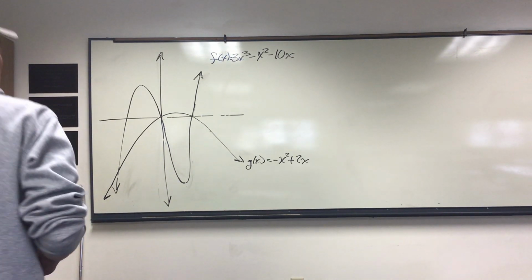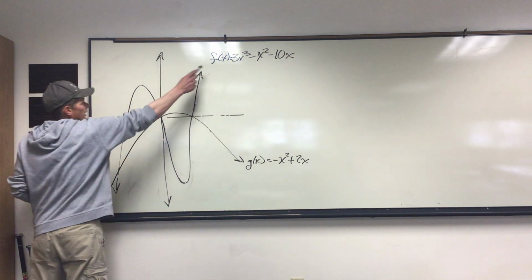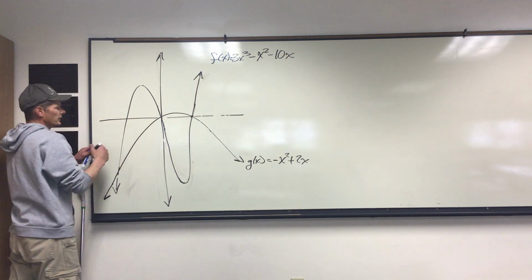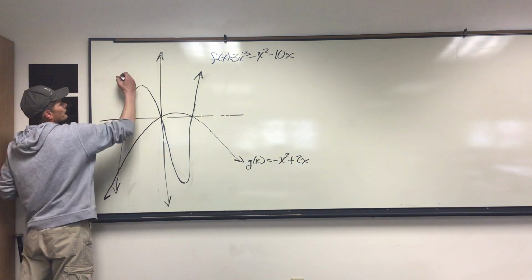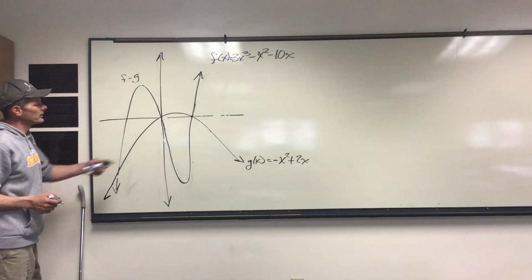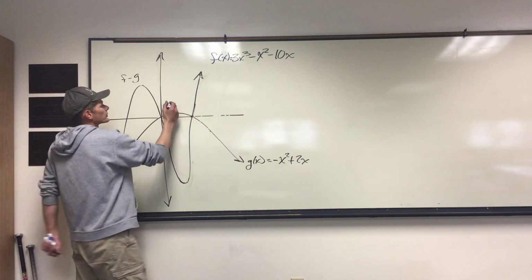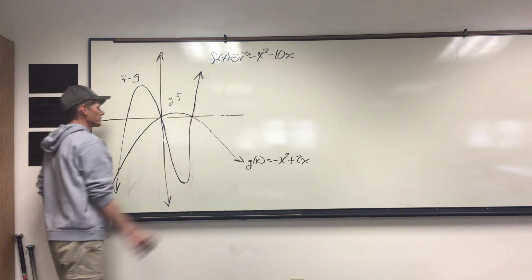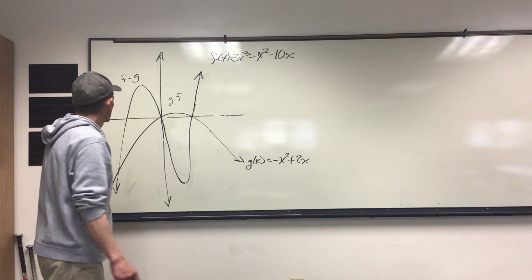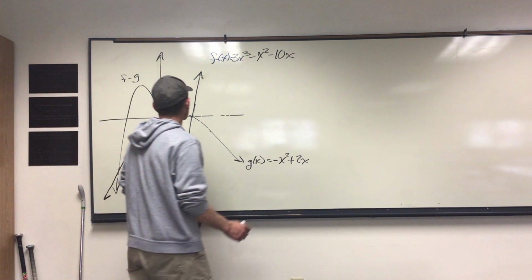And notice that over here, this is f of x equal to 3x cubed minus x squared minus 10x. Here is g. Here, f is greater than g, so we're going to have to do f minus g on this interval. On this one, g is greater, so on this interval we have to do g minus f. So we're going to have two definite integrals, and we have to find those points of intersection.